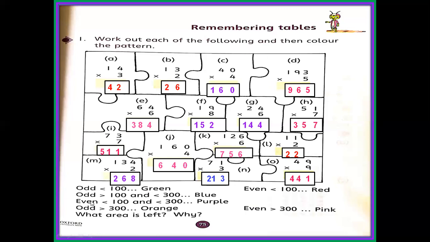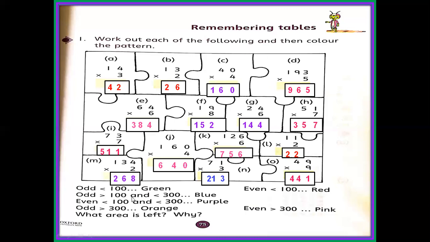And even number, greater than 100 and less than 300, purple. Look at this one, 160, this is even, greater than 100, purple. 152, greater than 100 and less than 300, purple. 144, greater than 100, less than 300, purple. And this is greater than 300.